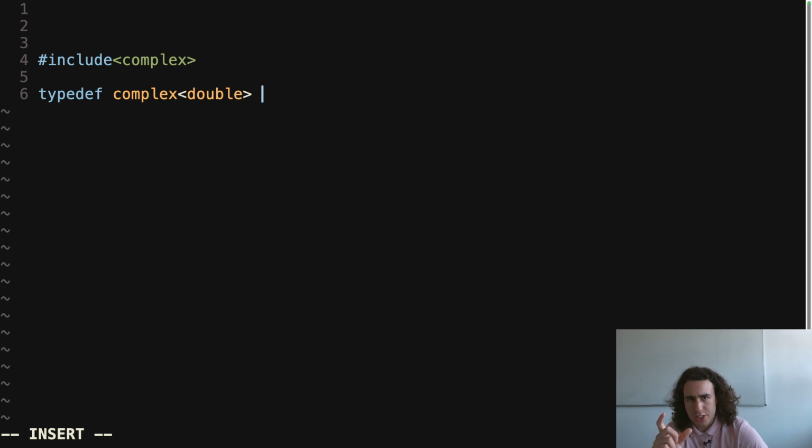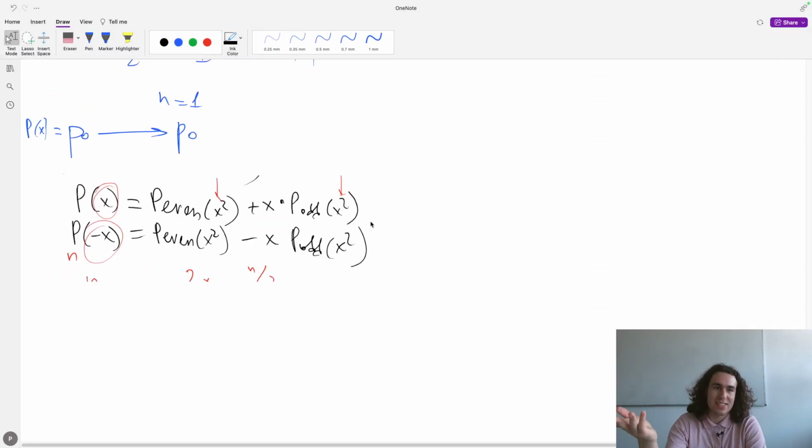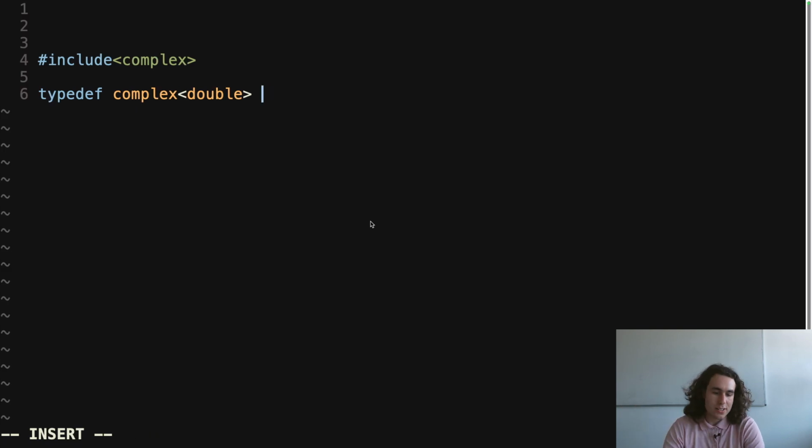We have our coefficients a and b. They should be some real values, right? We can use integers, but our values are not going to be integers because they're sine and cosine of some angles. So we're going to use doubles. And let's call this type CMPL for short. And then we can create complex numbers.